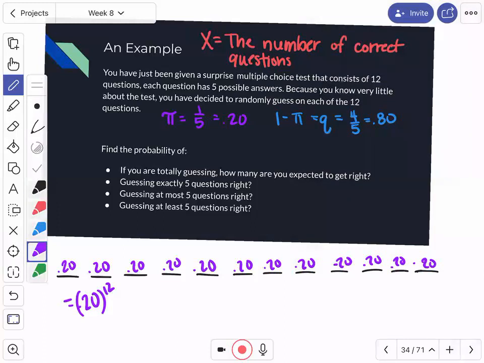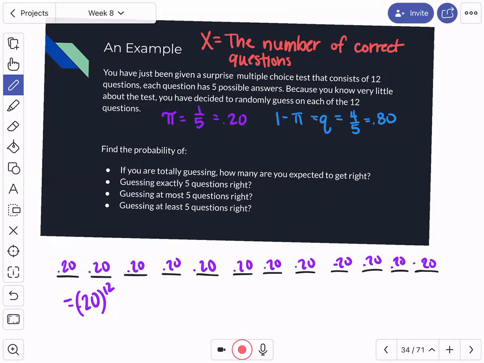How does guessing exactly 5 things? Would that be 0.2 to the power of 5? Good job. And then what? You're on to it. Keep going. Plus 0.8 to however many are left after that? How many are left? 7. How'd you get that? 12 minus 5. Good job. Hang on to that.